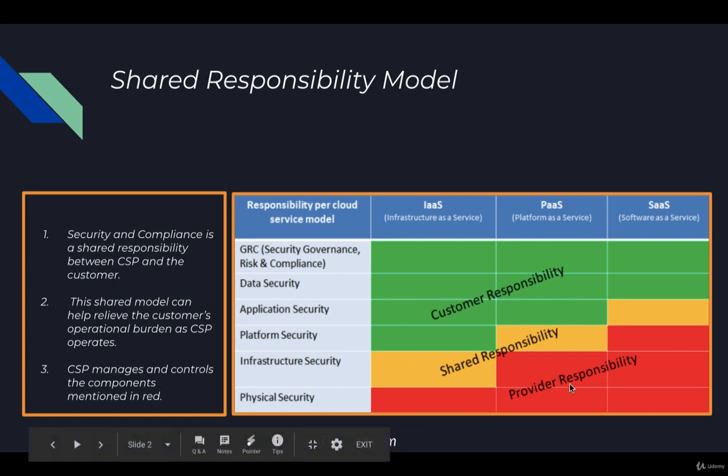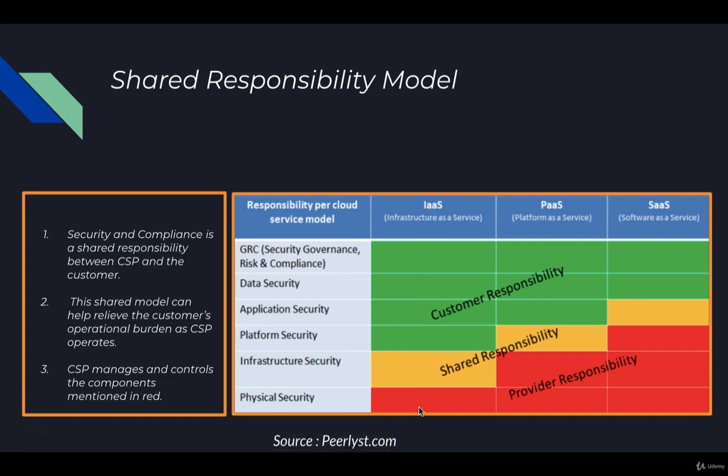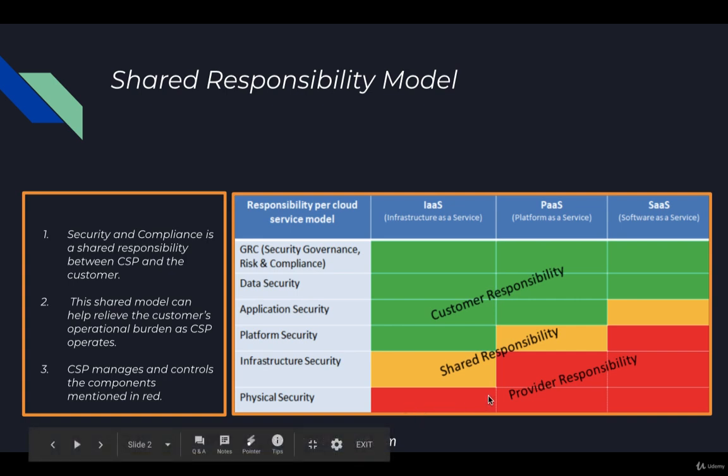And for the portion mentioned in red, it is the CSP who will implement the controls to have the appropriate security. You can see that in the case of infrastructure as a service, whatever is there at the physical level, meaning their data centers, their networking, and the protection of physical access, in all the models, including IaaS, is the responsibility of the CSP. So you need not worry about that. If you come to infrastructure security, that is about your hypervisors and all those things. That is a shared responsibility, because on a hypervisor you will be building VMs and all those things.